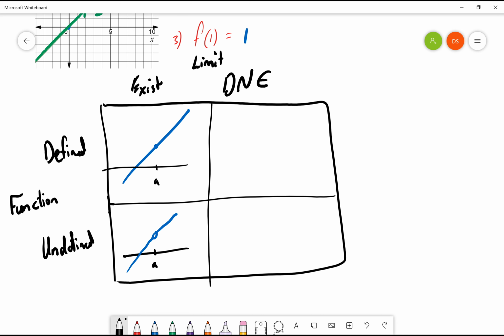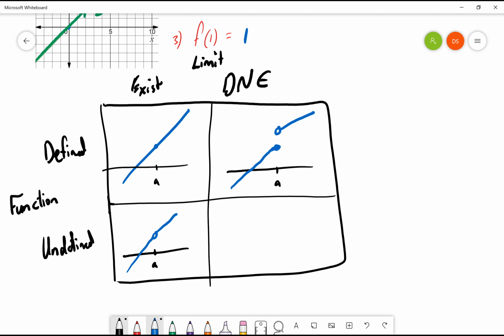What about where the function is defined, but the limit doesn't exist? Well, that's another one that we can do. This is A. It's got a full circle here, but a half a circle up here.